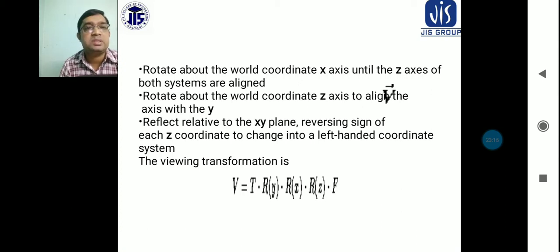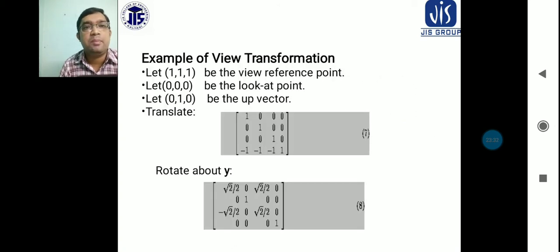The viewing transformation is V equals T times R, where R is the product of Ry, Rx and Rz, times F. This is the viewing transformation equation. An example of the view transformation is given here.